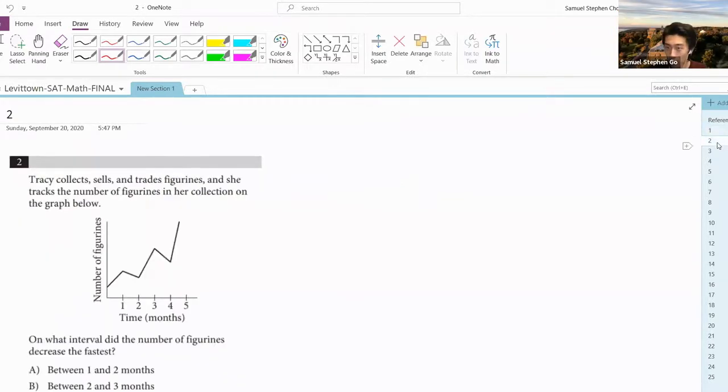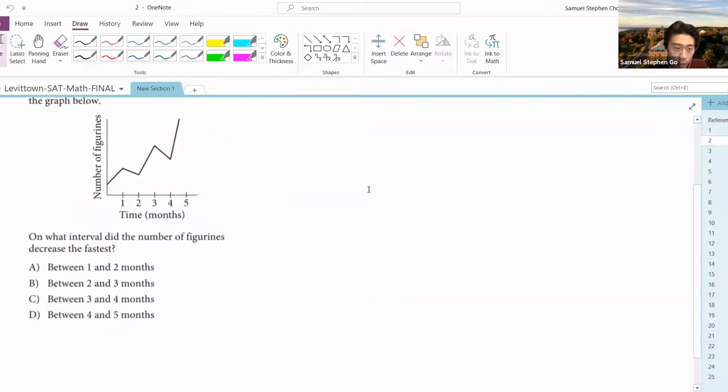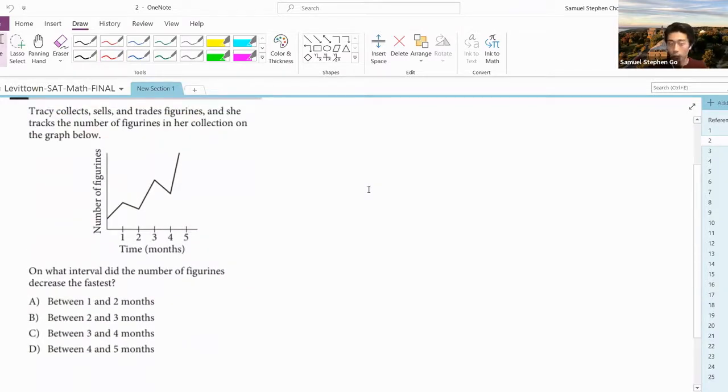Thank you, Josh. I want to move to question 2 real quick now. This one is a pretty easy question, not really math. It's really just being able to see and read a graph. Tracy collects, sells, and trades figurines. She's tracking the number of figurines in her collection in the graph below. On what interval did the number of figurines decrease the fastest? We can go through the choices, but it's even easier just to look at the graph, so we're not even going to look at the choices yet.